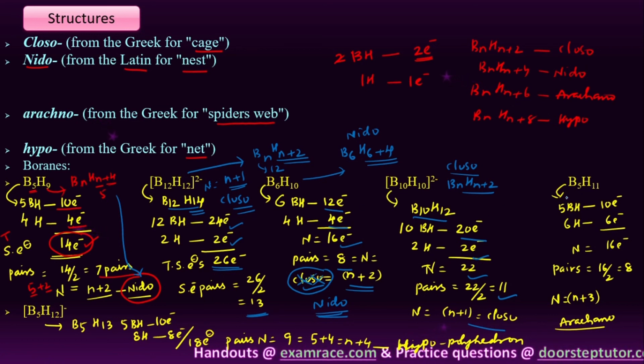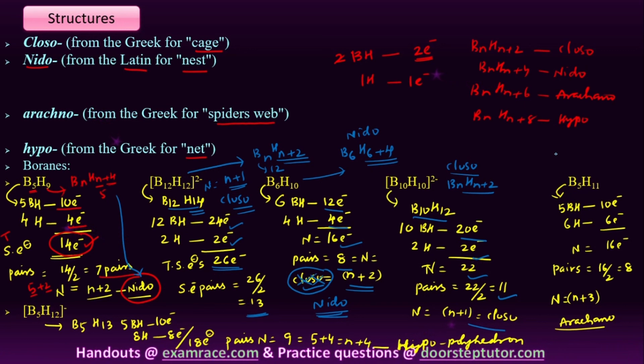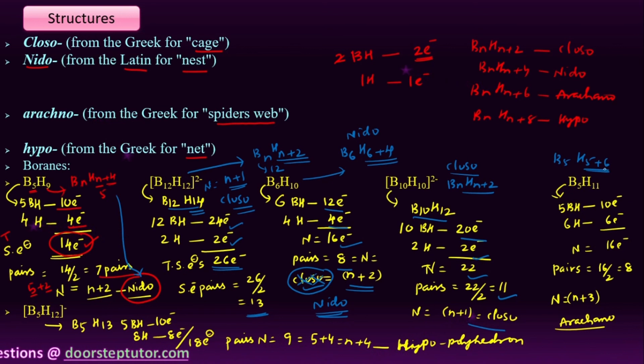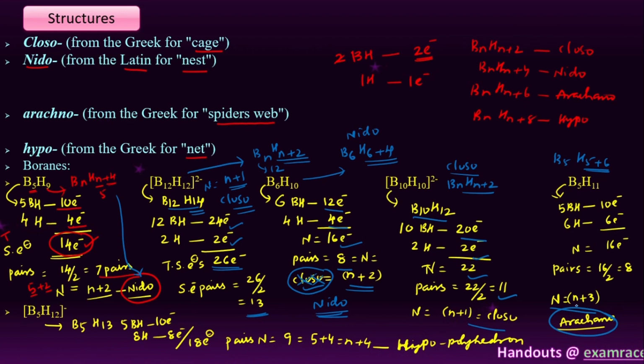Here you can see B5H11. So simple. Just write B5; H11 looks like B5H6 plus 5, so Hn plus 6. If it is Hn plus 6, that is n is equal to n plus 3. Then the structure is arachno. Very simple way.